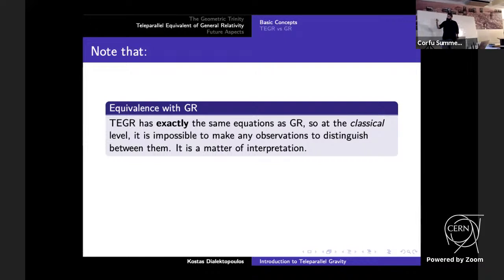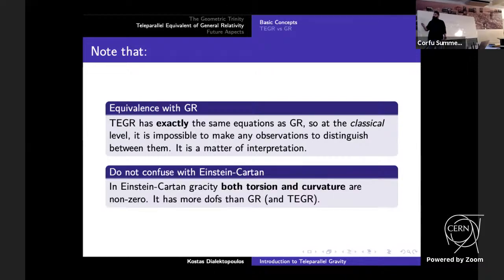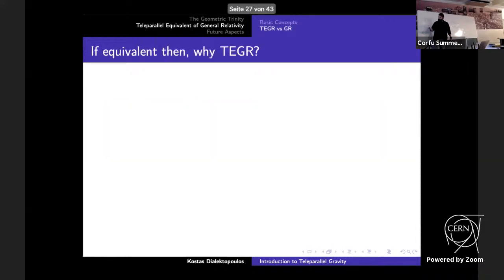Of course, the equivalence between TGR, the teleparallel equivalent of GR, and GR is exact. So at the level of equations of motion, classically, we are not able to distinguish between the two. However, because teleparallel gravity is a gauge theory of gravity, it could even survive without the equivalence principle. So if at some point we find that, at some energy scale, there is some violation of the equivalence principle, this theory could survive, while GR, of course, would crash. And for those of you who know the Einstein-Cartan theory, which has both curvature and torsion, do not confuse it with teleparallel gravity, because they're totally different.